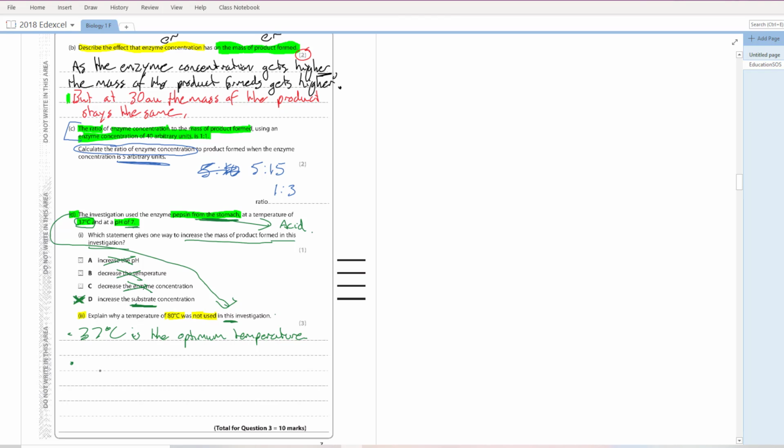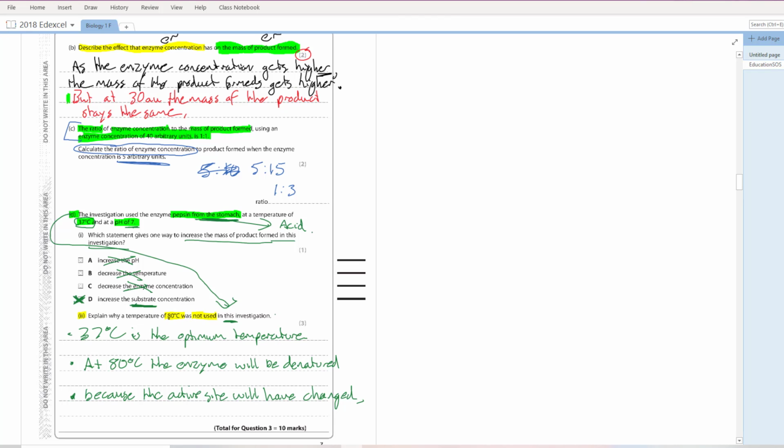At 80 degrees Celsius, what do I know about enzymes? I know that enzymes denature if they get hot. So at 80 degrees Celsius, the enzyme will be denatured. If it's denatured, that means it doesn't work properly. And the reason why it doesn't work properly is because the active site will have changed.